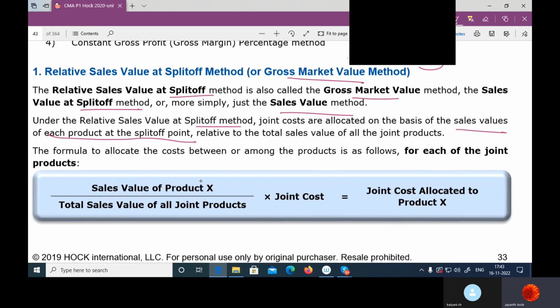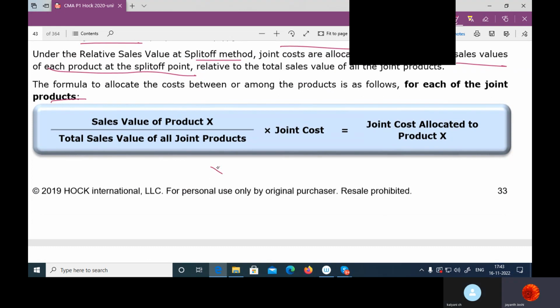So the formula to allocate cost among the joint products is as follows. There are two products coming out, correct? Sales value of product X divided by total sales value of all joint products. Suppose X, Y, Z are three products. I get $10, $15, and then $25. I'll see what is the value of all these three. Total sales value is 50. So 10 by 50 into the joint cost.